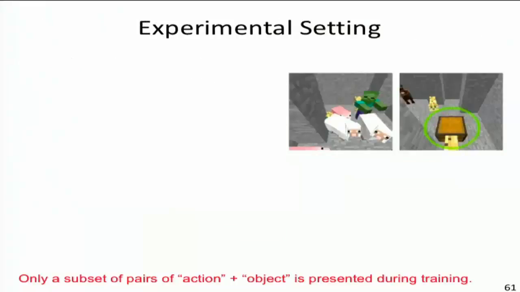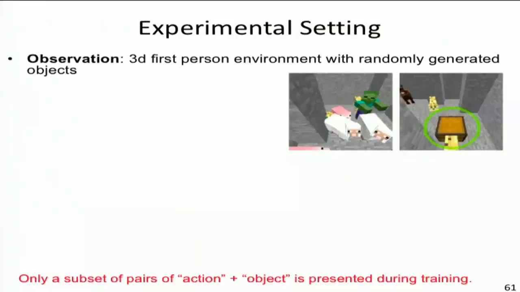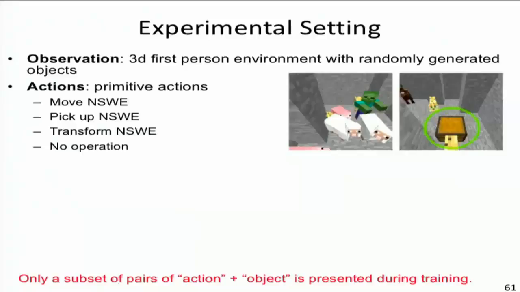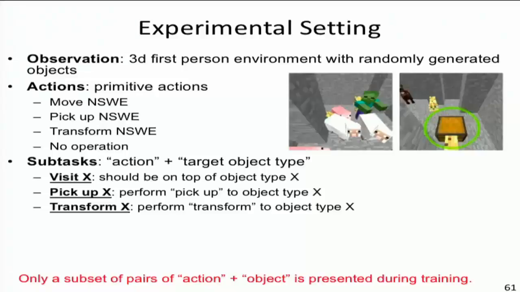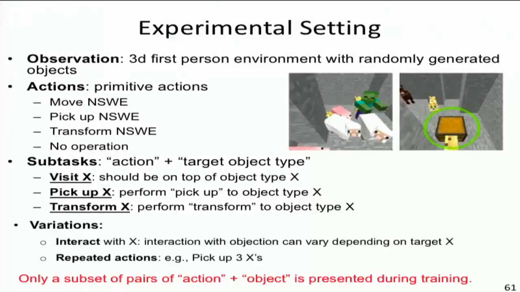So, experimental results. These are the environments that the agent sees. The agent can take some actions, such as moving in different directions, picking up an object it is facing, transforming the object, or taking no action. The task is to solve some specific combination of action and target object, such as visiting, picking up, or transforming the object.